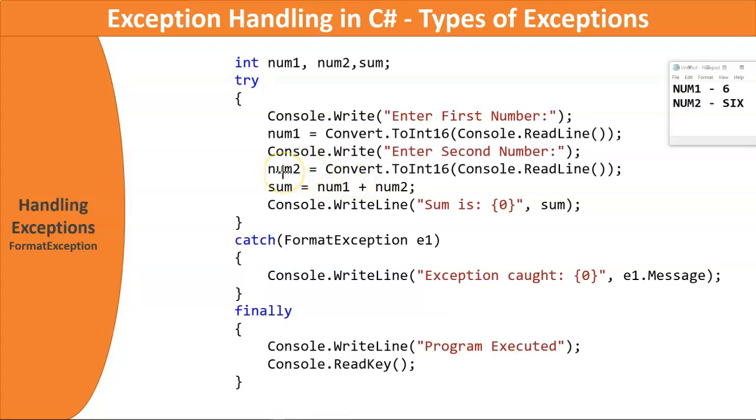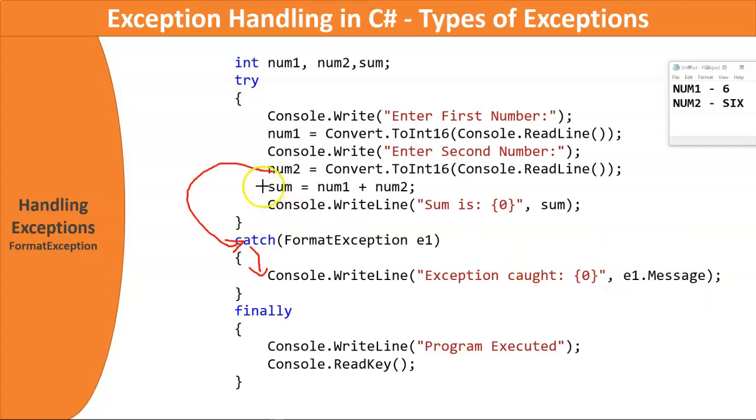This statement throws a format exception, and that format exception is caught by the corresponding catch block. We can see that this catch block is specified with format exception, so the exception thrown by this statement is caught by this catch statement. Program control now enters this catch block and executes this statement. It displays the message "exception caught" and additional information about the exception using the message property of the object E1.